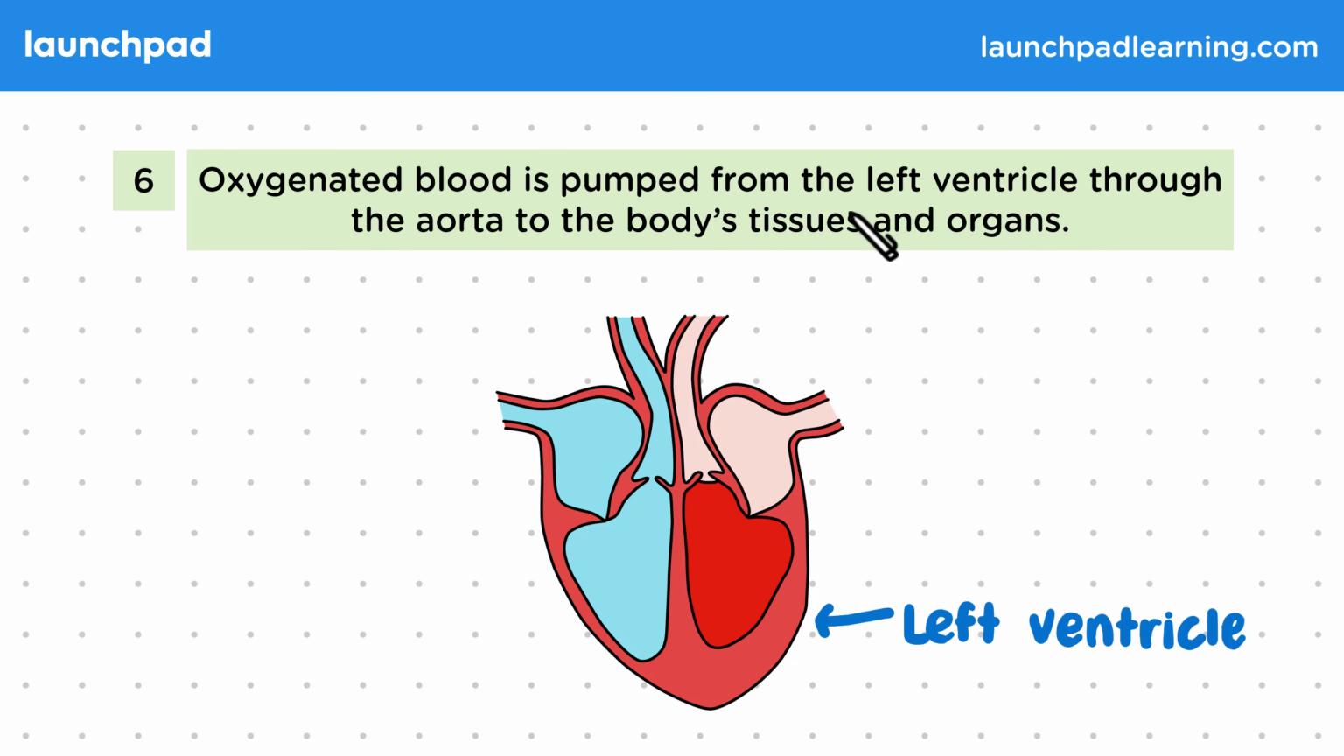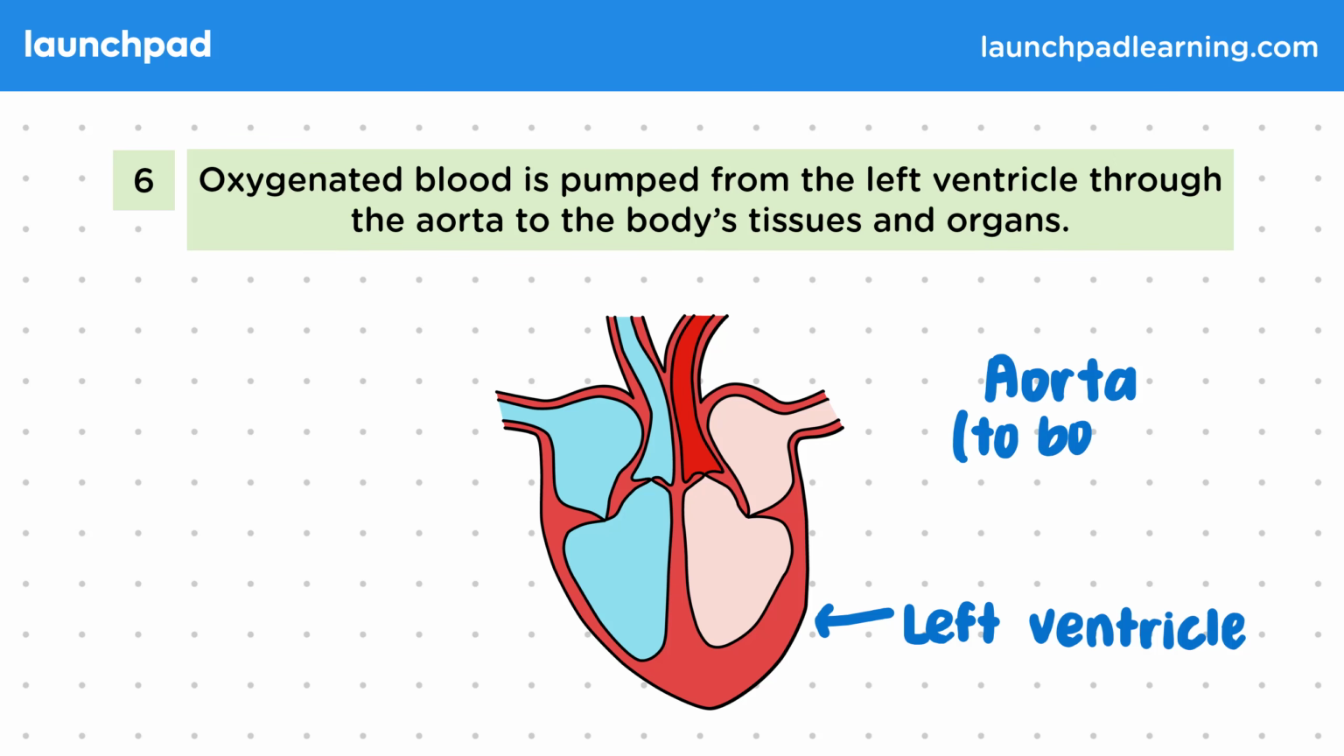Oxygenated blood is pumped from the left ventricle through the aorta to the body's tissues and organs. So the blood moves past that valve into the aorta to go to the body. Remember that the left side of the heart has more muscle for the purpose of pumping blood around the whole body. This is why the heart wall is thicker here compared to the right side.